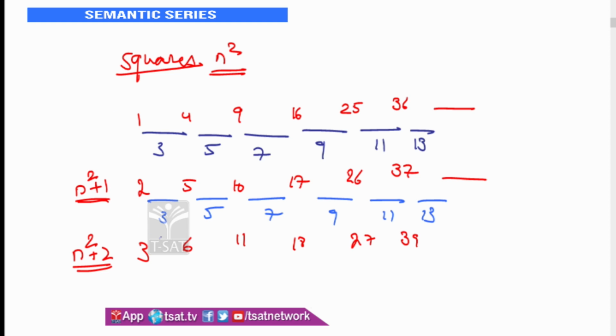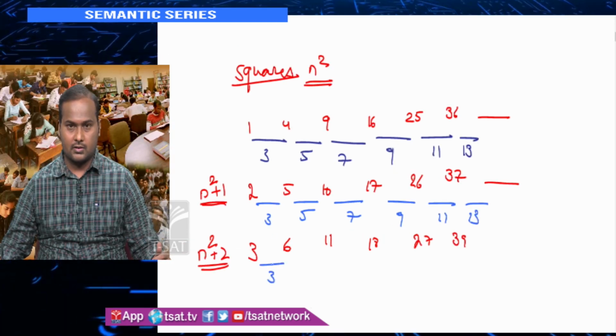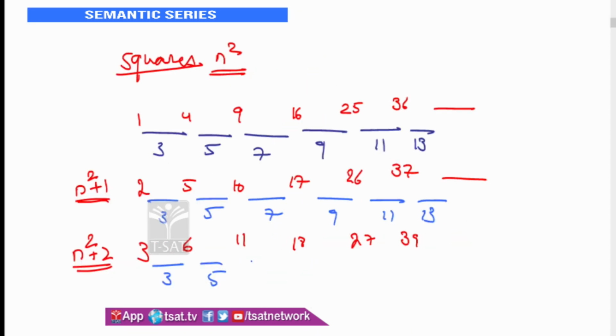Otherwise, you can take the difference here also, because here also the difference is 3, 5, 7, 9, 11. And the next difference, obviously, will be 13. You just add 13 and you will get the answer, that is 52. So you can solve it in this way also.